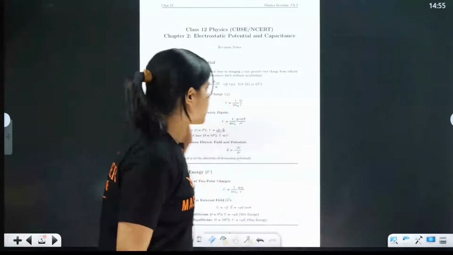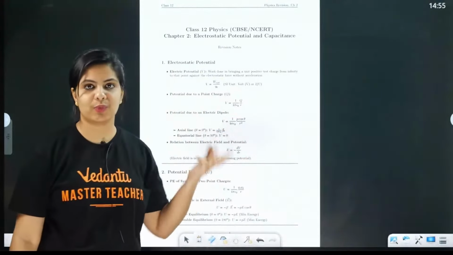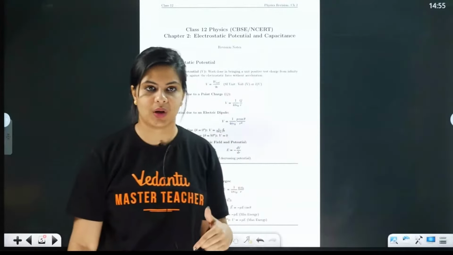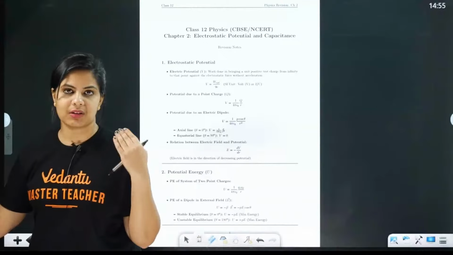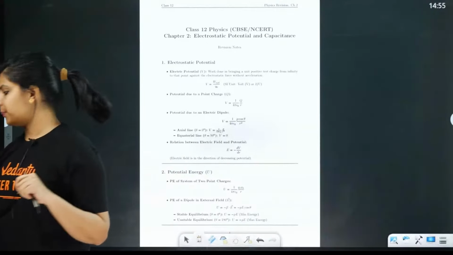புரிஞ்சுதா? ஓகே, சோ பொட்டன்ஷியலோட யூனிட் வோல்ட், ஆர் லெட்ஸ் சே we can say ஜூல் பர் கூலம். ஏனா பொட்டன்ஷியல் எனர்ஜியோட யூனிட் ஜூல்ஸ், ஆர் வர்க்கோட யூனிட் ஜூல்ஸ், சார்ஜோட யூனிட் கூலம்.